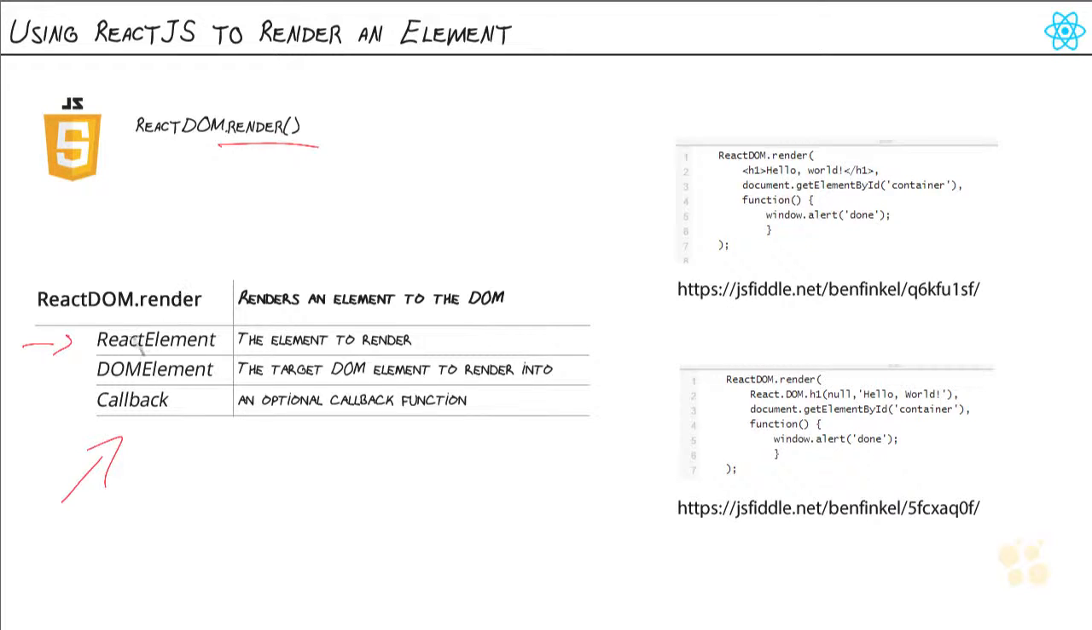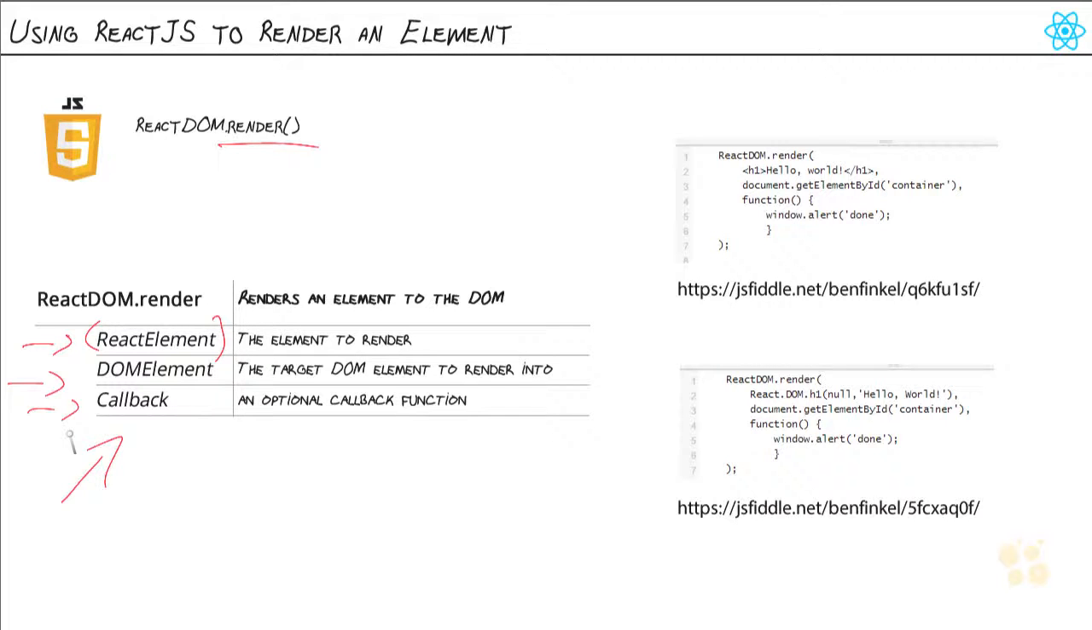It's very important that this is a type React element. It's not just an element, but it's a very specific type from React. We have our DOM element, which is the target DOM element that we want to render into. And then optionally, we have a callback function, as you frequently do in JavaScript libraries.